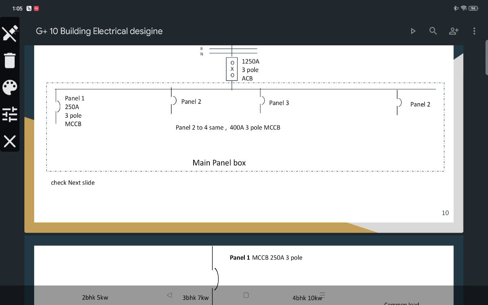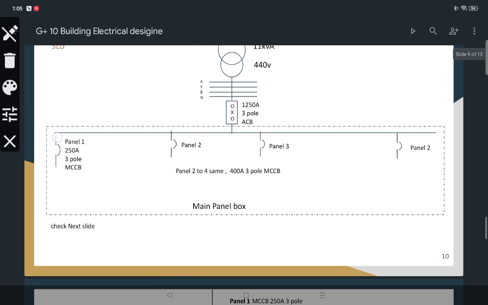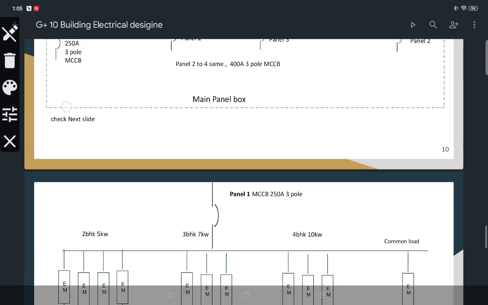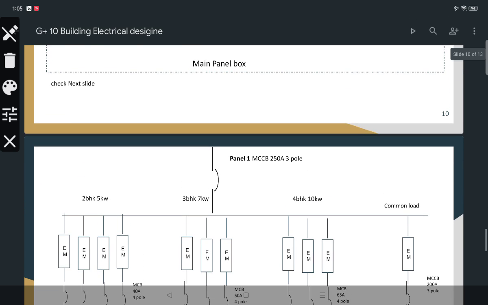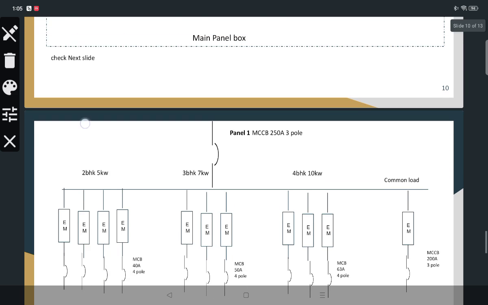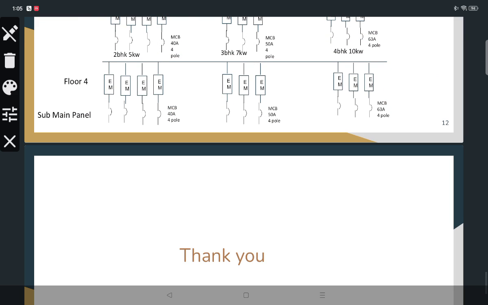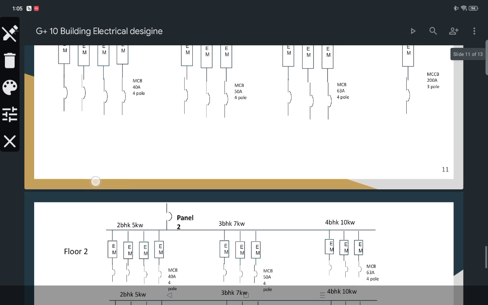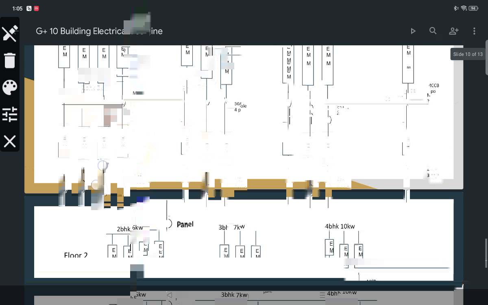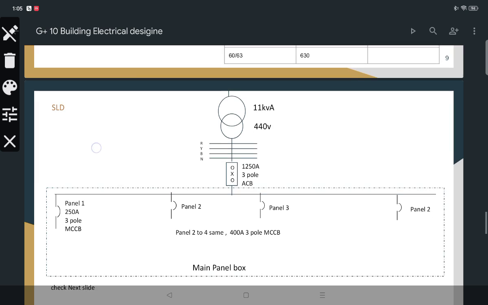Here is the panel. Every panel gets a 250 amps 3 pole MCCB, and every MCCB has an energy meter. For panel 1 we're going to do that. We will explain in the next video. SLD diagram, we calculate the loads and why you are using.